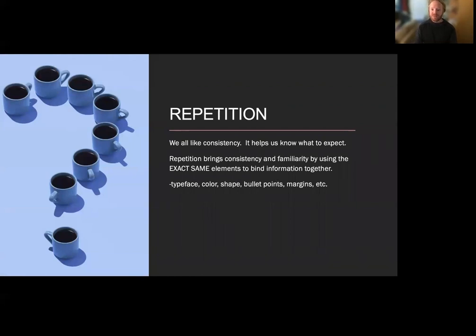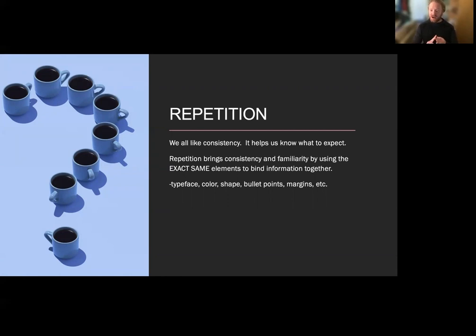Our second design principle is repetition. This is the R in CRAP. So we all like consistency. It helps us know what to expect. Repetition brings consistency and familiarity to the user by using the exact same elements to bind information together. This can be achieved by using the same typeface, which is the font plus the size. Repetition can be achieved by using the same colors, shapes.